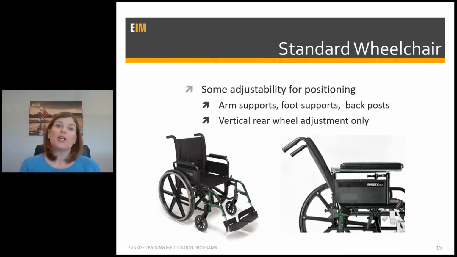In a standard wheelchair, we have some ability to achieve some positioning. So perhaps the arm supports may change height, the foot supports we can adjust, and the back posts in some models also have some adjustability. That is to achieve positioning for the client in the wheelchair. In a standard wheelchair, what we have in terms of the rear wheel is essentially only the ability for vertical rear wheel adjustment. So changing the height of the rear wheel relative to the frame.